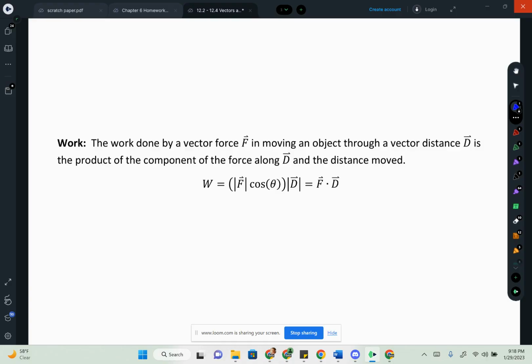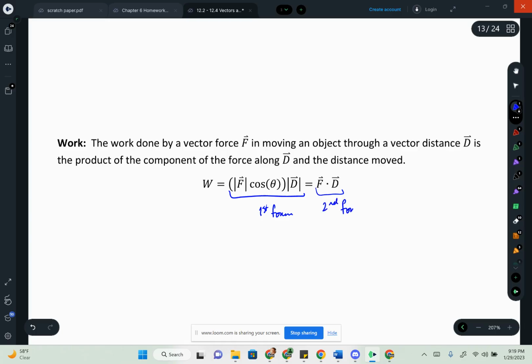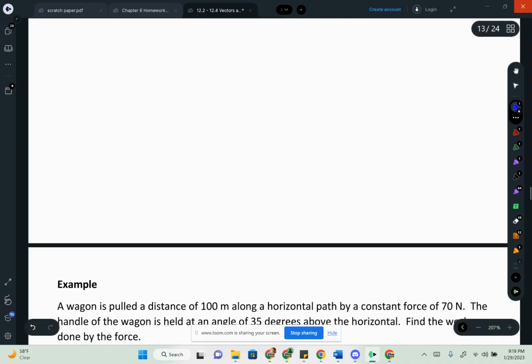And sometimes we'll be given the angle between the two vectors, and we'll be told the magnitudes of the vectors. And so then we'll use this first form. And sometimes we'll just be told the two vectors, and then we'll use the second form. More often than not, we use the first form. It all just depends on what you've been given in your particular problem. So let's look at this last example here.